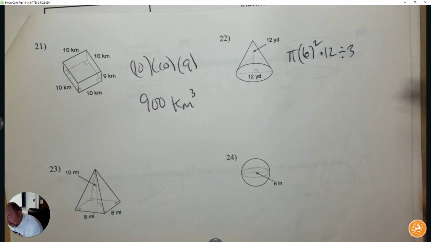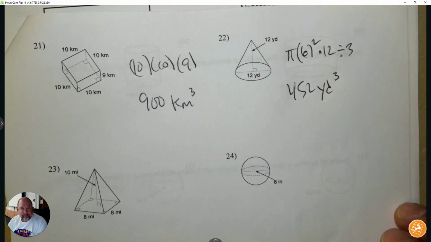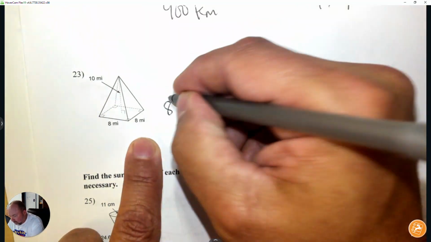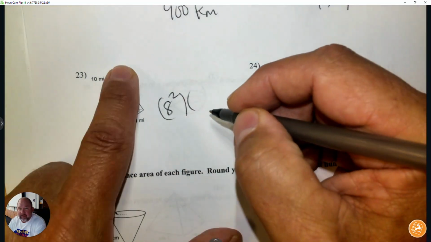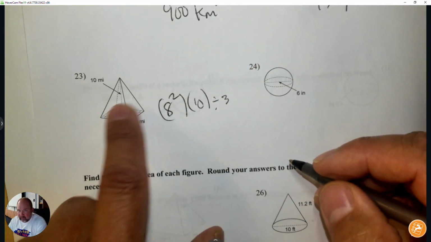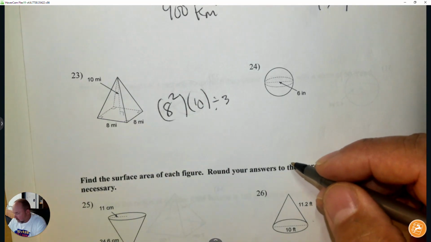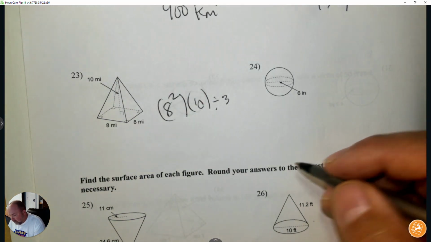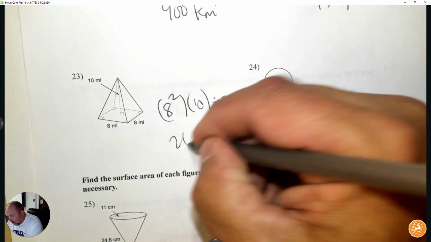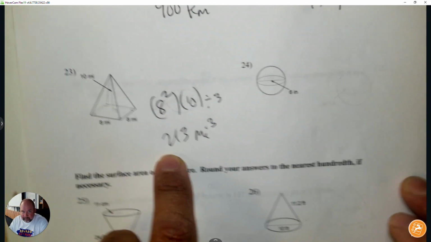I get 452, and that is yards cubed. Number 23, I have a square at the bottom, times the height of it, which is 10, and then divide by 3. So the area of the bottom times the height, and then divide by 3 if it's a cone or pyramid. So this is 64 times 10 divided by 3. I'm going to round to 213.